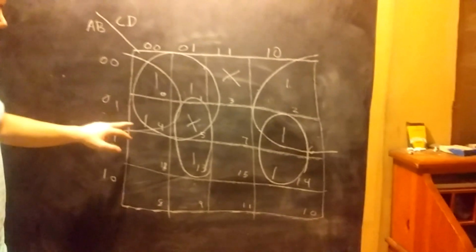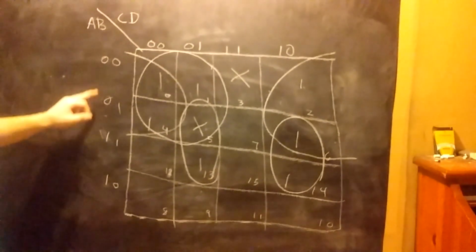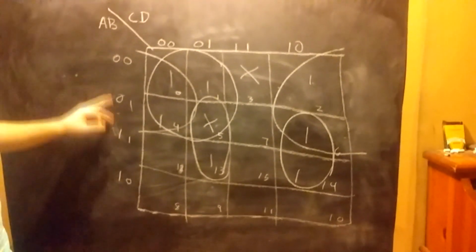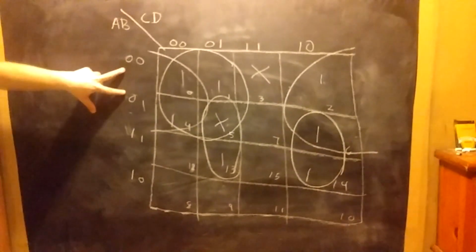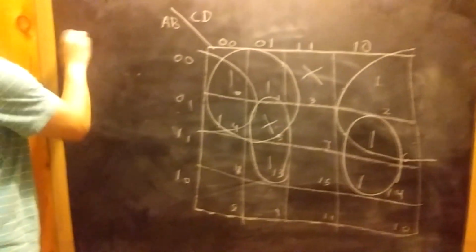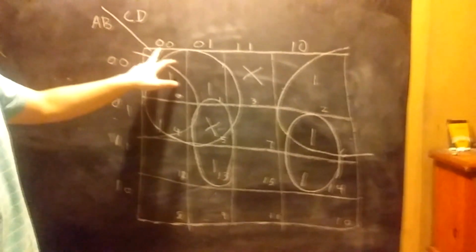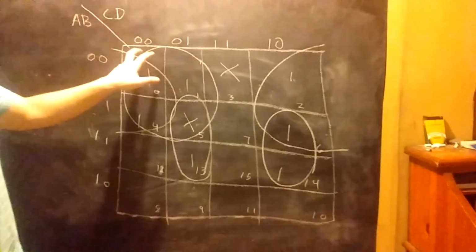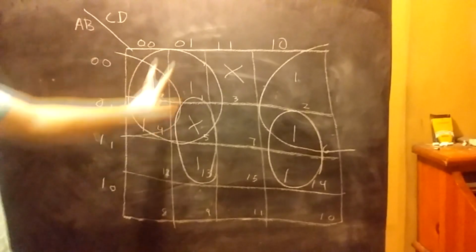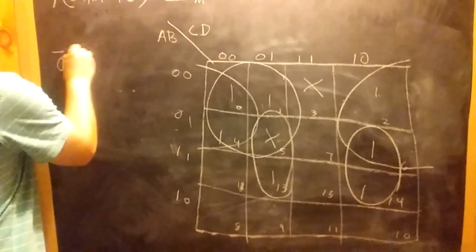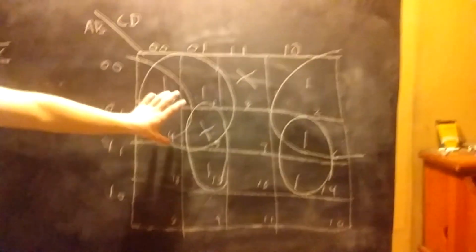So this circle here takes on values of 0, 0, 0, 1. So what doesn't change is the A. B takes on both values, but A is 0. So we're going to have A bar. Then we have 0, 0, 0, 1. The C stays at 0 and the D changes. So then we're going to have C bar. That's our first term for this circle.